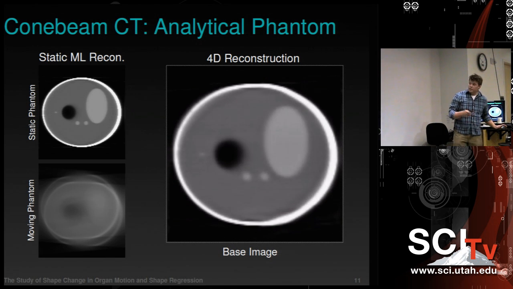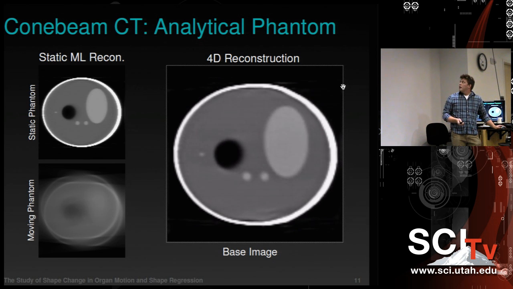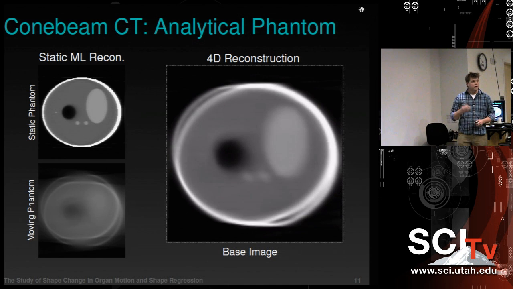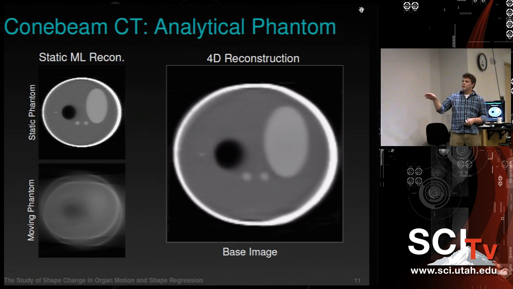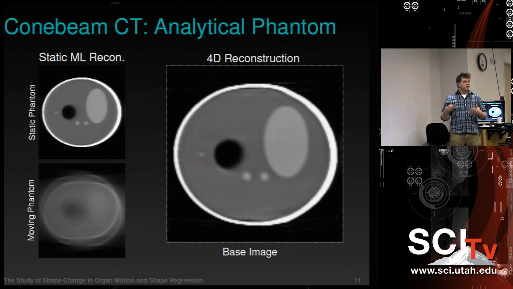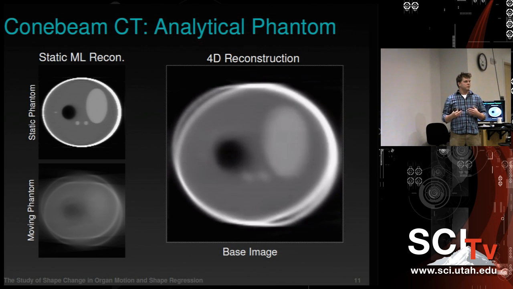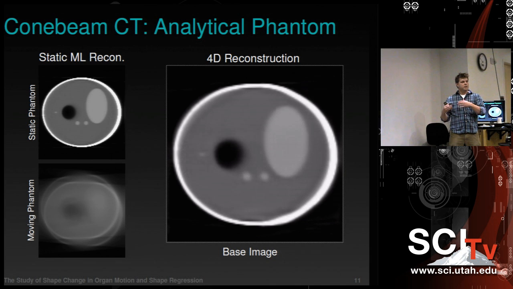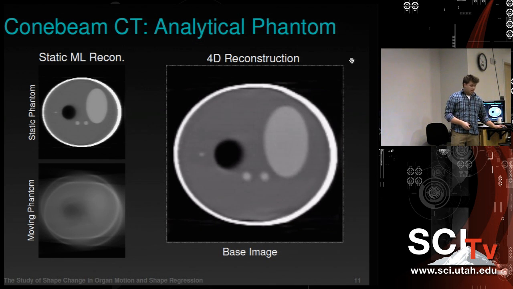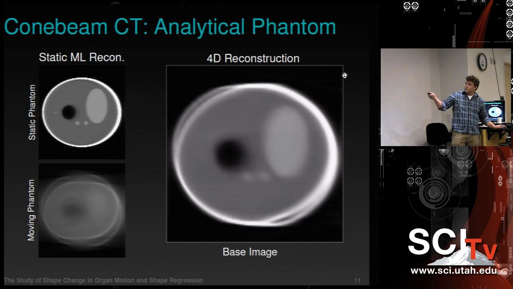So what you're seeing here is each frame of this movie, if I get to play that, is an iteration of our algorithm. So it starts out looking very much like the static reconstruction, but as our velocity and deformation estimate improves, that allows us to improve the base image and so on. And you see that eventually we estimate something very close to the true phantom.